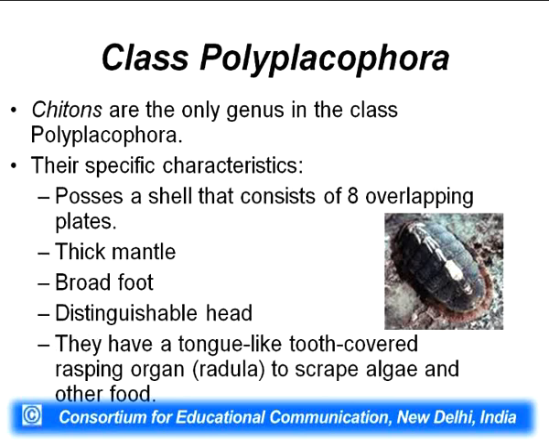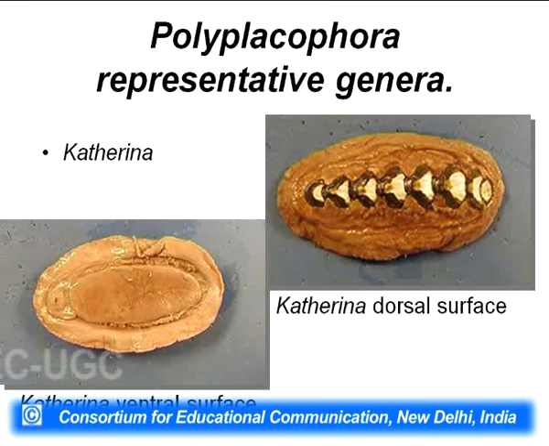This example of Polyplacophora, Katharina, is showing the dorsal surface as well as the ventral surface. On the dorsal surface, we can see the 8 calcareous plates, and on the ventral surface, most of the part is occupied by a flat muscular foot surrounded by a number of gills.